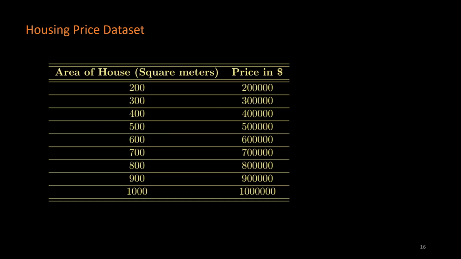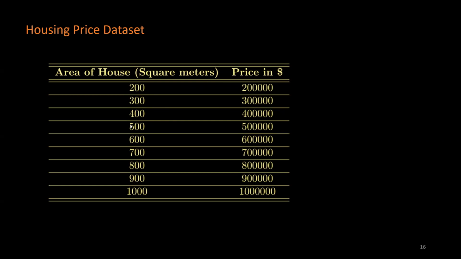Now, this is another example. This is a dataset known as the housing price dataset. In this dataset, the price of a house depends upon the area of the house. The values for the area of the house are 200, 300, 400, and up to 1000 square meters. If we train a regression model on this dataset, then after training, our requirement from the regression model is that it should be able to predict the price of a house if a new value of the area of the house is given.